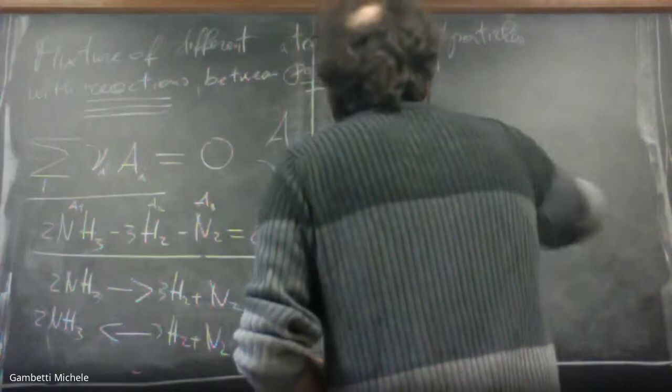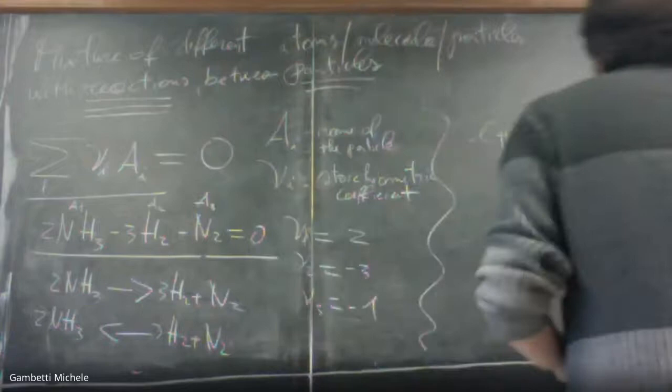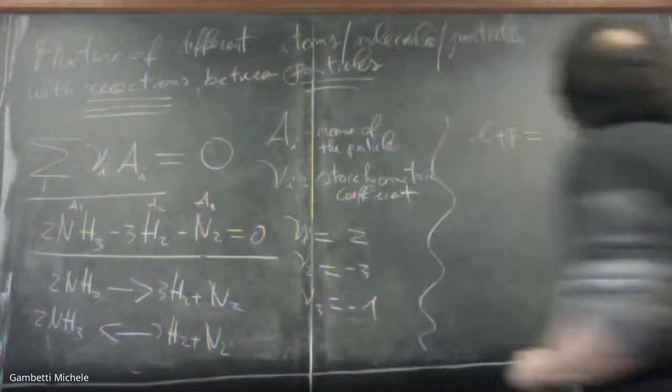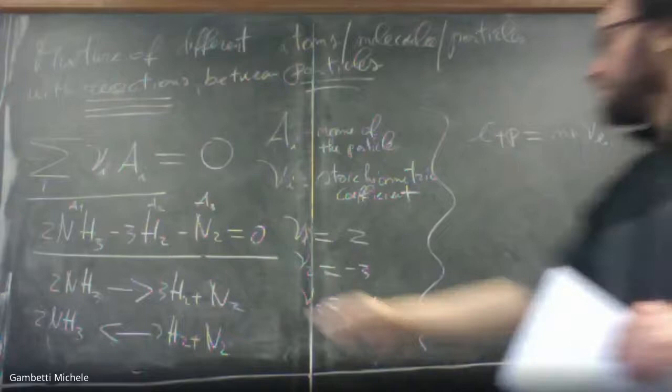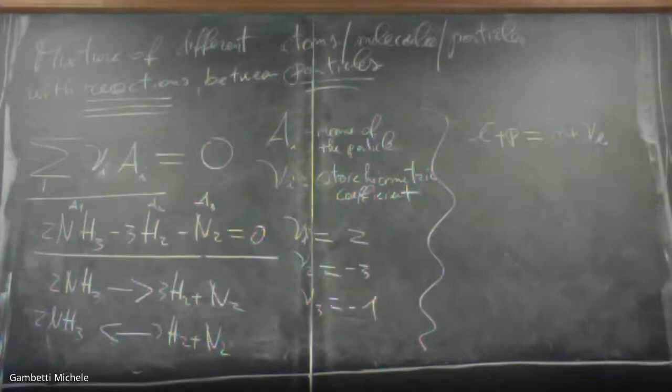But similarly, I can have a reaction that you are more familiar with, for instance a weak reaction like this one, in which I have an electron capture by a proton with the formation of a neutron and an electron neutrino. Here this is just chemistry, and so this is electromagnetism, whereas here is weak interaction. But the formalism is basically the same.